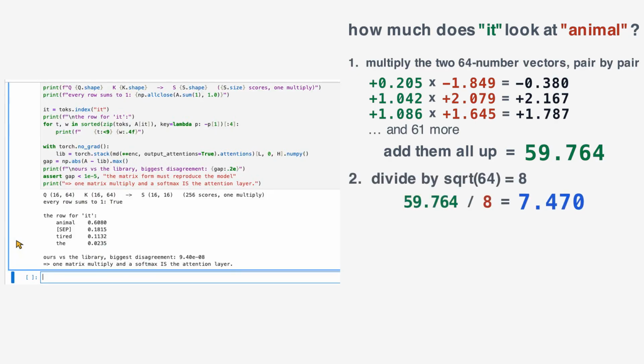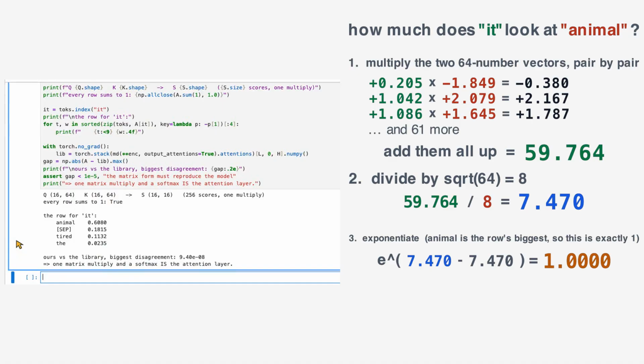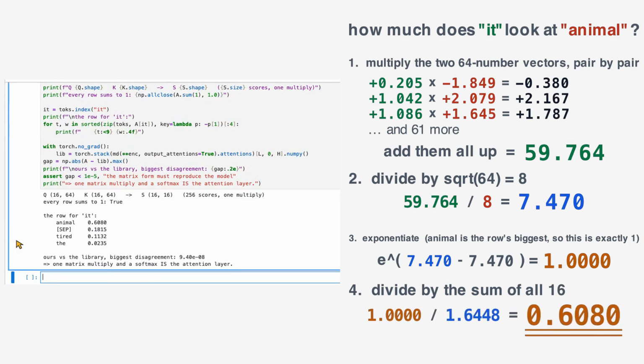Step 2. Divide by the square root of 64, which is 8. That keeps the number small enough for the next step. 7.47. Step 3. Exponentiate. Animal happens to be the largest score in the row, so this one comes out at exactly 1. Step 4. Divide by the total across the whole row, 1.6448, so the 16 weights add up to 1. And out comes 0.6080, which is exactly what the notebook on the left printed. 5 steps, no magic.